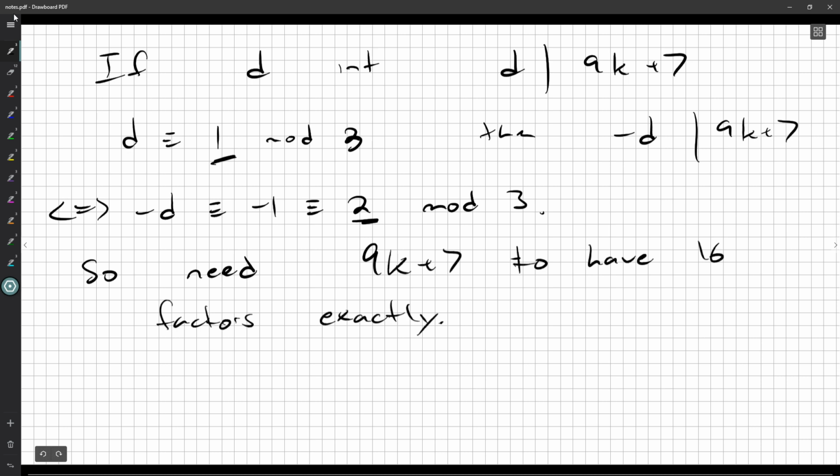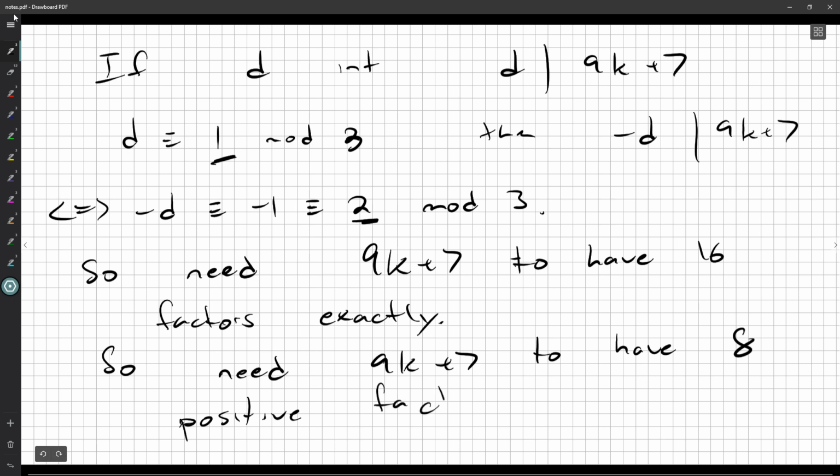Okay, half of them will be negative, so we need 9k plus 7 to have 8 positive factors. Even if all those factors are congruent to 1, the negative ones will be congruent to 2 mod 3, and those will give me the n's that work. So we need 8 positive factors. How do you get 8 positive factors?